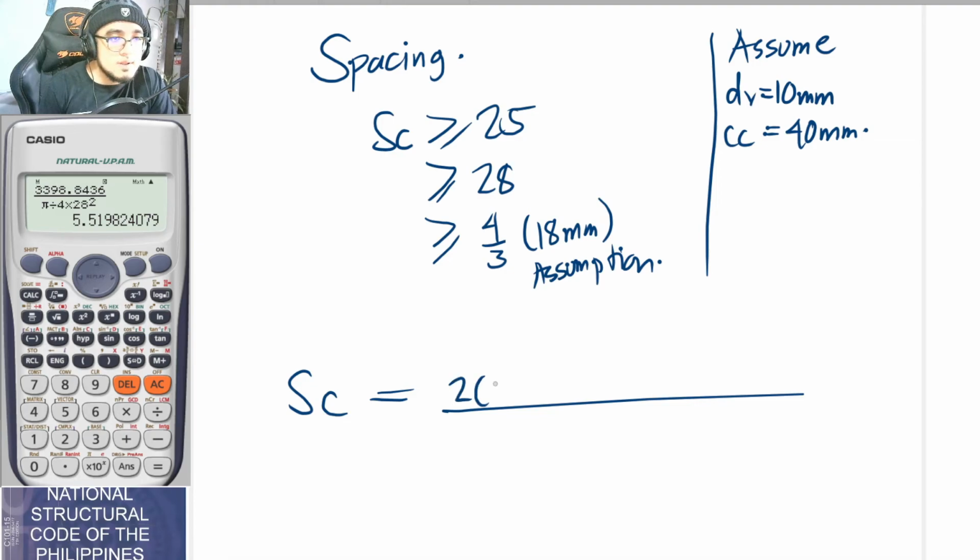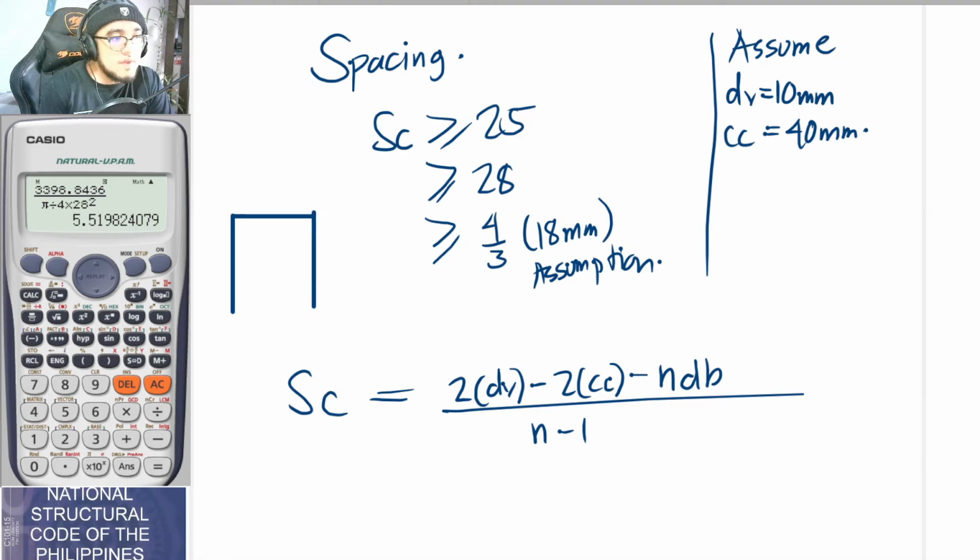So 2 times dV minus 2 times cc minus n times dB divided by n minus 1. If you do not memorize that, just draw your figure. If you have 6 pieces, so 1, 2, 3, 4, 5, 6. So just compute for the clear spacing between them by any means necessary. Kung kaya nyo mag-integration, kayo bahala.